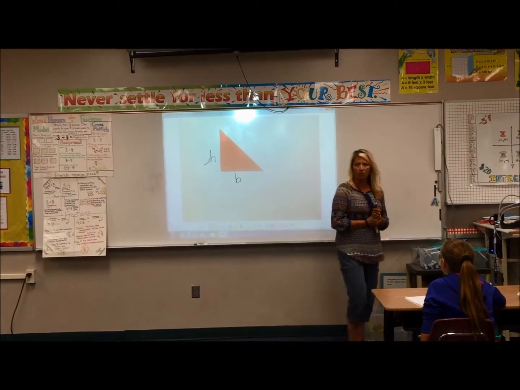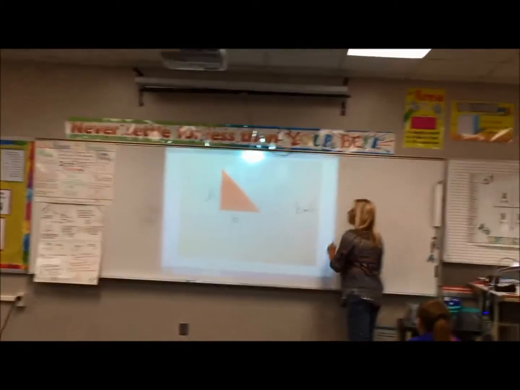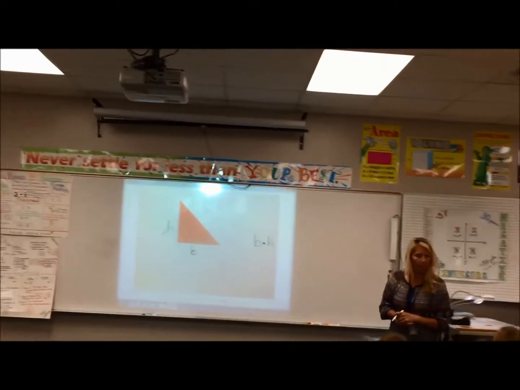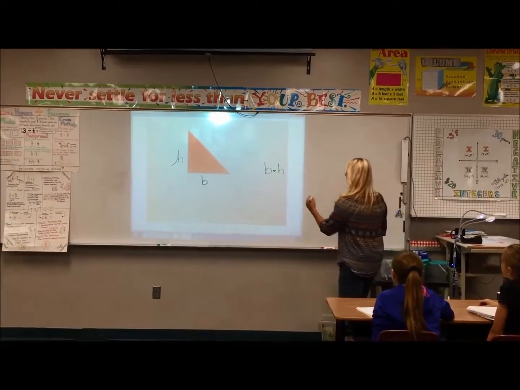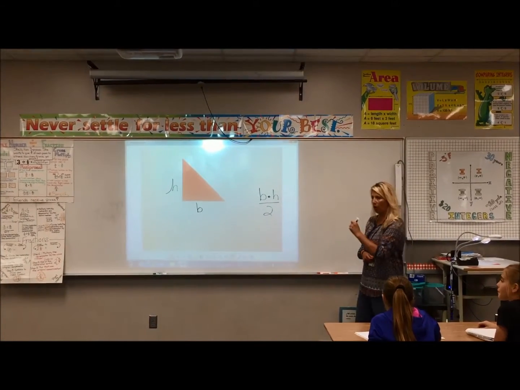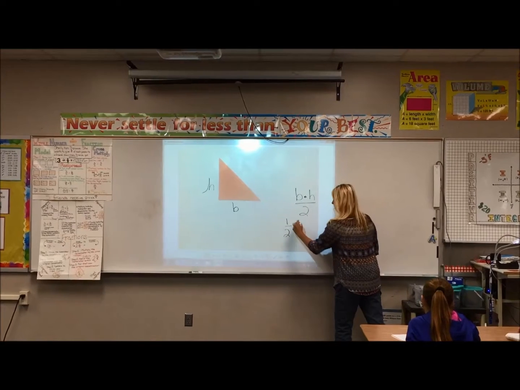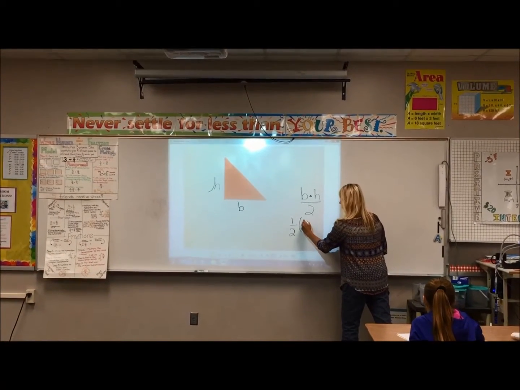Is there anything else? So he said base times height. Is that all? Riley: Divided by 2. We want to divide this by 2. What's another way that I could write this? One half, and then parentheses, and then b times h.